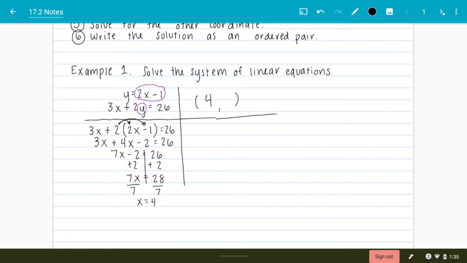Now that I know x is 4, I'm going to plug that in and solve for y. So y is going to equal 2 times x, which is 4, minus 1. Y will equal 8 minus 1. So y will equal 7. So the y value of my point is 7.